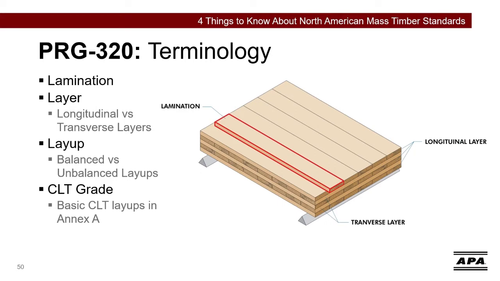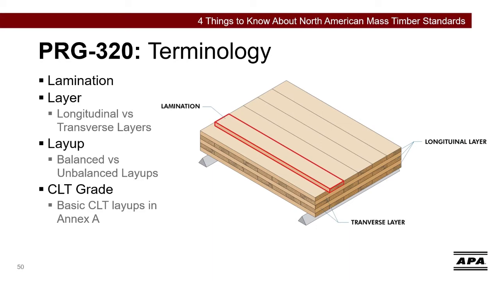A layup is an arrangement of layers in a CLT panel determined by the species, grades, number, orientation, and thicknesses of the layers. Just like Glulam, CLT layups can be both balanced and unbalanced. Balanced layups refer to the structural layers in the CLT being symmetrical about the center of the CLT panel thickness. All the basic CLT layups listed in Annex A are balanced. Unbalanced layups are asymmetrical. These are custom layups and require approval by an approved agency.